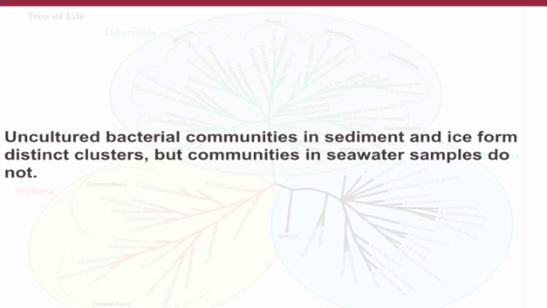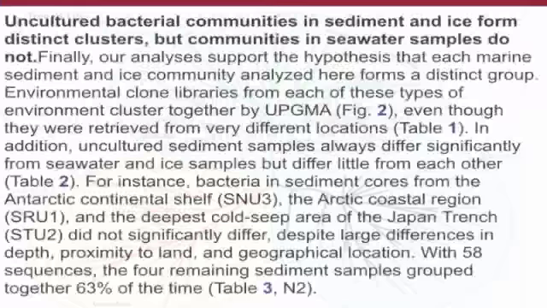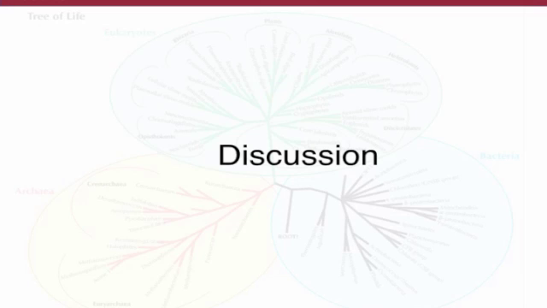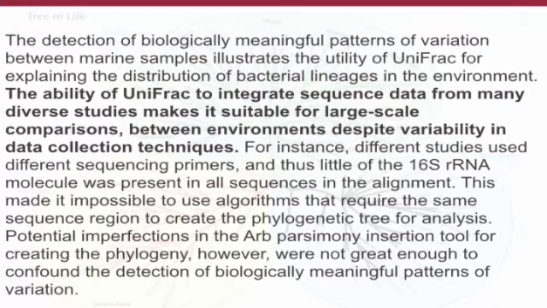And again, I want to get to the other paper, so I'm not going to go into all the details of all their conclusions, but are marine ice, sediment, and seawater 3 distinct homogeneous habitats? They're basically looking for whether or not they all group more similar to each other than they are to anything else. And they don't completely, but they do a little bit. And then they basically say, the point of this paper is not any of the biological inferences that they made. This is before we had large samples of anything. The point of this paper is a method.